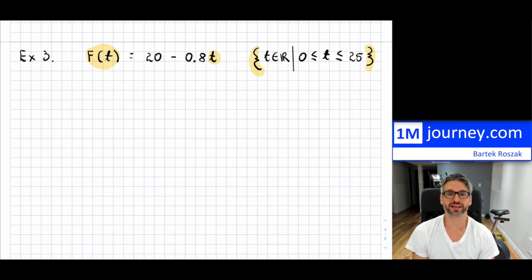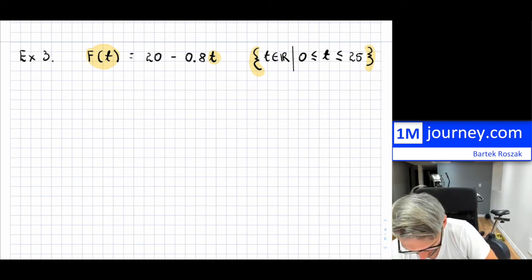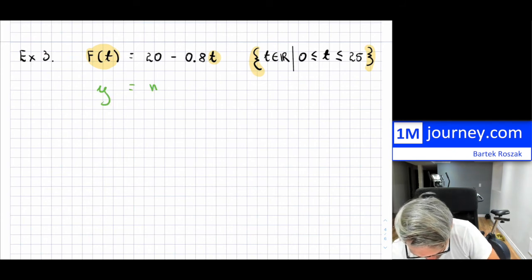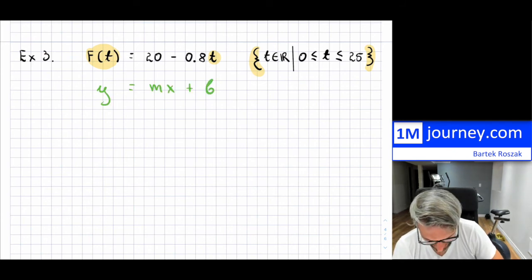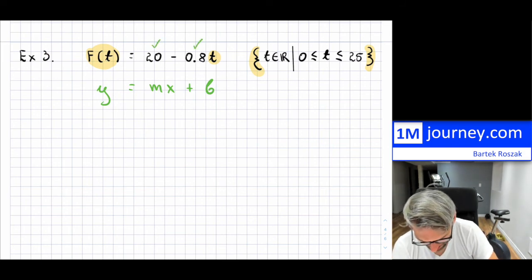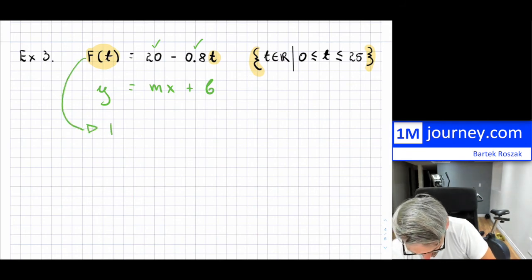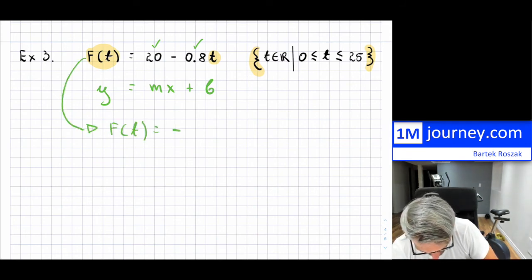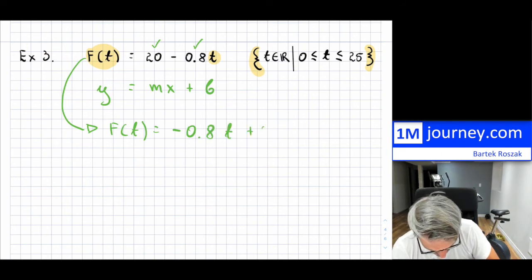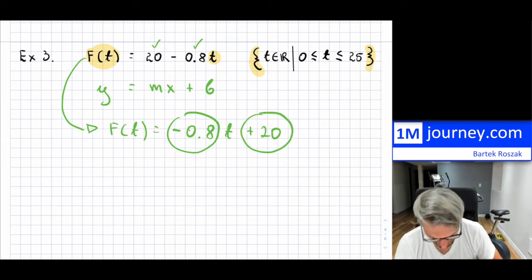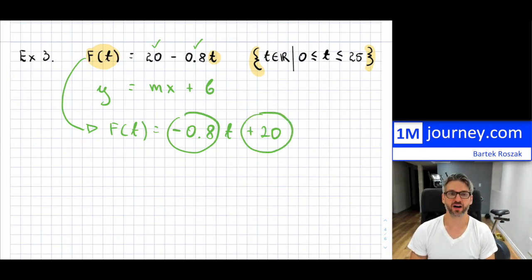Now, do you notice anything about this? Although it's not written in exactly the same form, you should notice that this looks like a linear function, except they've written out the slope here, and here is your y-intercept. This can be written as negative 0.8t plus 20. Those are the same thing. Here's your slope and here's your y-intercept. So this is another line, restricted between 0 and 25.